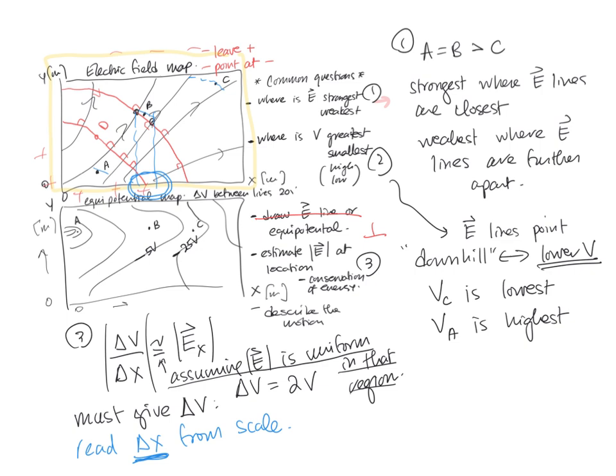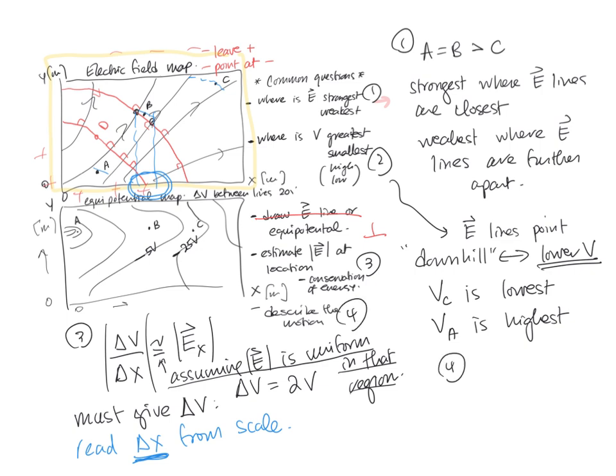So describing the motion and conservation of energy are the same sorts of things. Remember that electrons roll uphill. They get faster uphill. So if you drop an electron at rest in here, it's going to move towards A. It's not going to move towards C. A proton would go from A towards C. And if the field strength gets weaker, if the lines get further apart, then the acceleration of that object is going to be smaller.